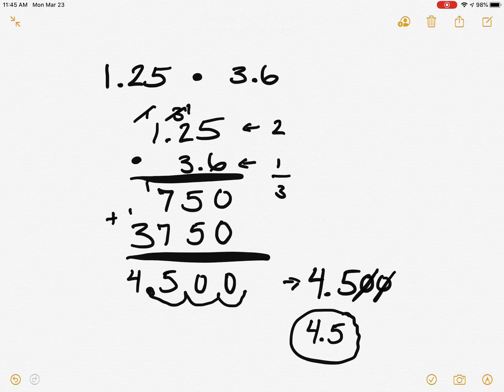Okay, and this makes sense because I have something that is a little bit under 4 times something that's a little bit over 1. Okay, and so a little bit more than 1, a little bit less than 4, multiply those two together, they're going to be somewhere around 4, so 4 and a half.